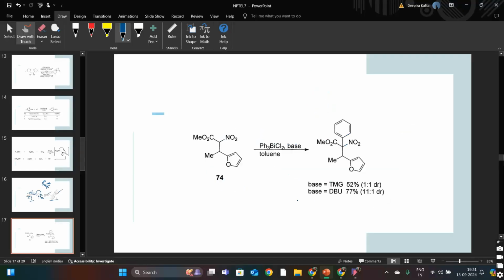So if you notice how the diastereoselectivity is generated, it is because of the change of the stereochemistry of these two centers. These two centers' stereochemistry will lead to the formation of these diastereomeric products. In the same way, like we saw in the previous question, generation of an anion at this position by base can lead to aryl abstraction from the bismuth reagent.